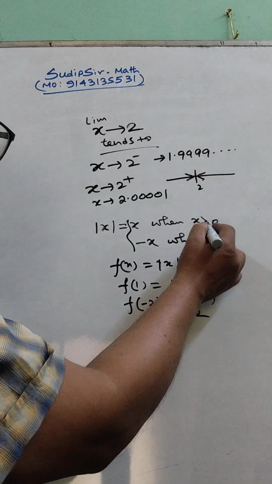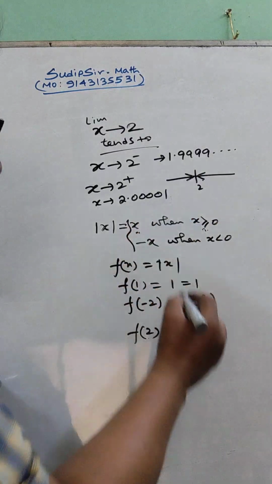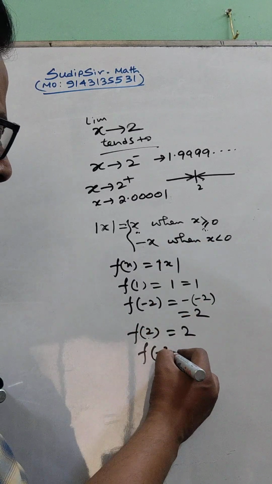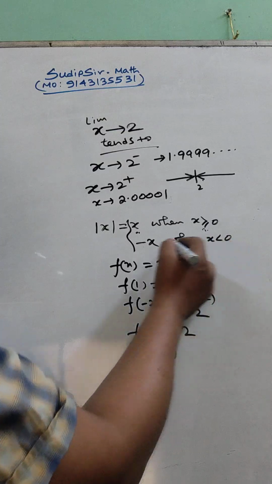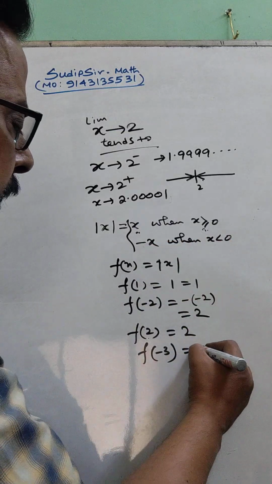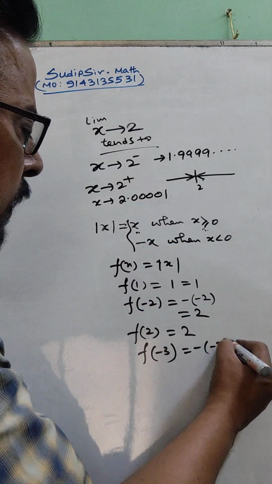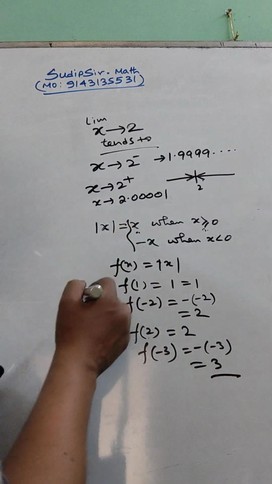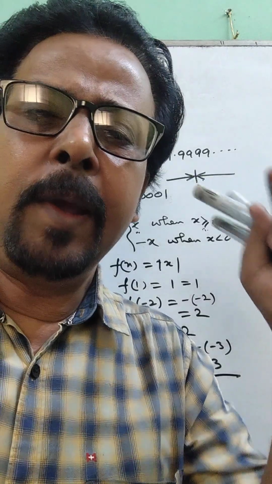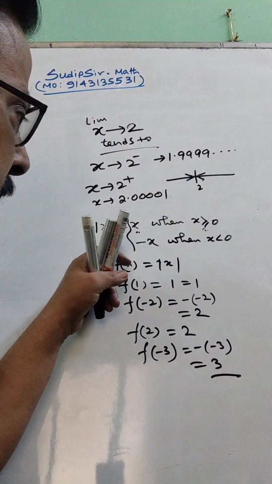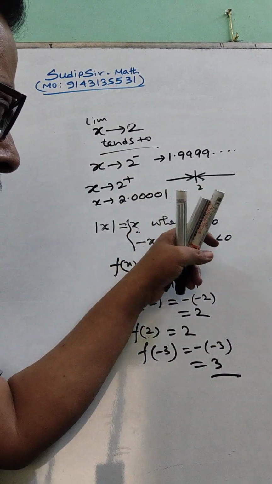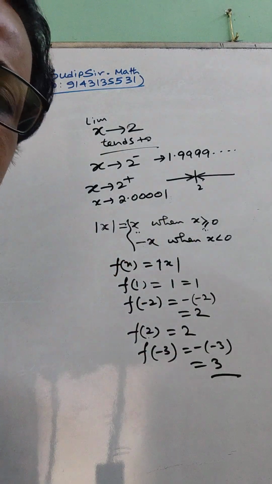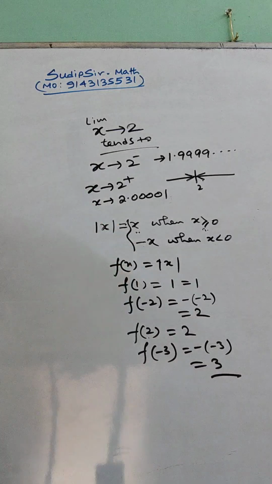2 is positive, that's why you have to take this function. That is 2. Now if you want to find f of minus 3, you must take this function, that is minus of the value of 3, that is 3. So mod is always positive, but for a variable you have to break the function. If greater than 0, mod x is x. If less than 0, mod x is minus x.